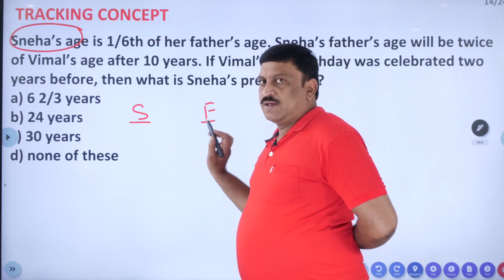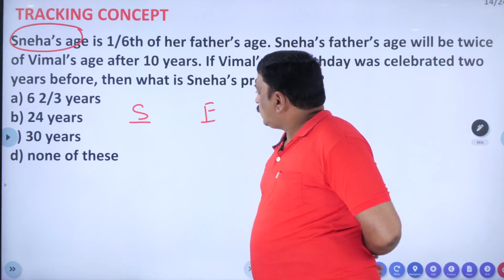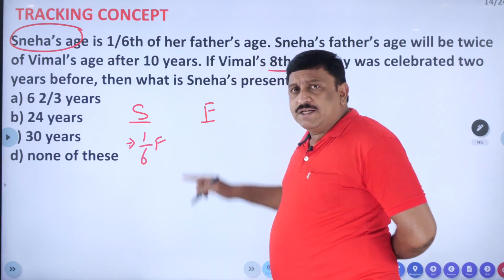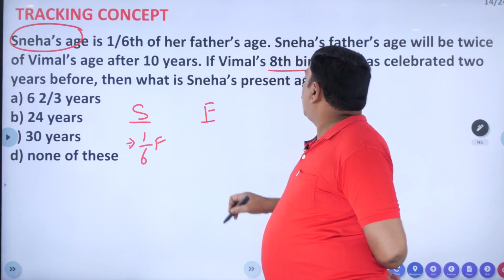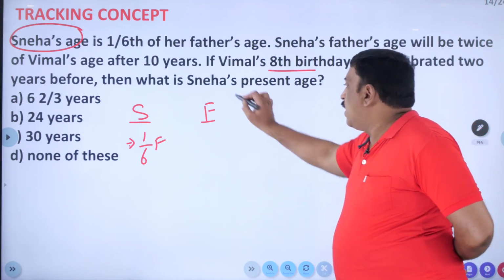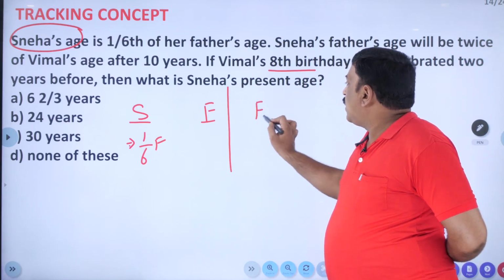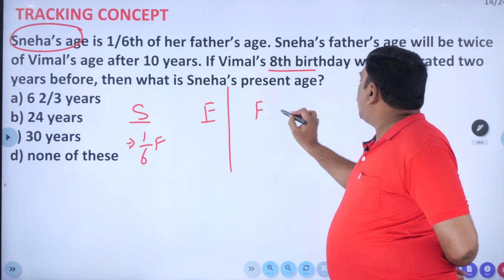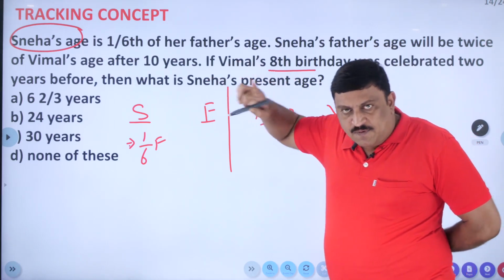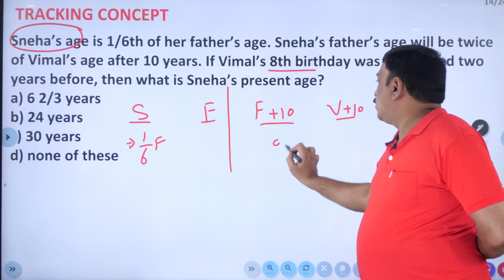Sneha is 1/6 of father, right? So I can say she is 1/6 of father. Is this present or future? It is present only. But Sneha's father's age will be twice of Vimal's age after 10 years. This is another one, that is after 10 years they are discussing. So father's age after 10 years and Vimal's age is also after 10 years. After 10 years, her father is twice of Vimal's. That means it is a 2:1 ratio here.